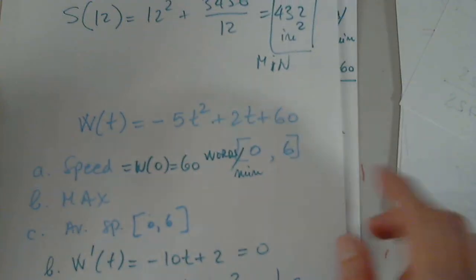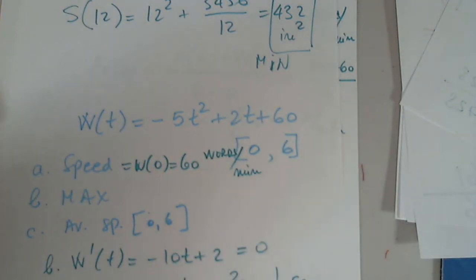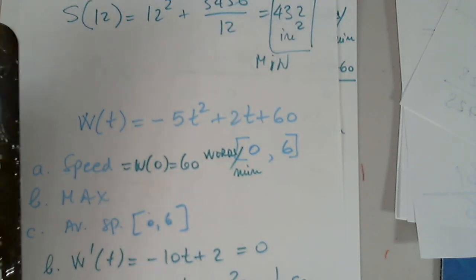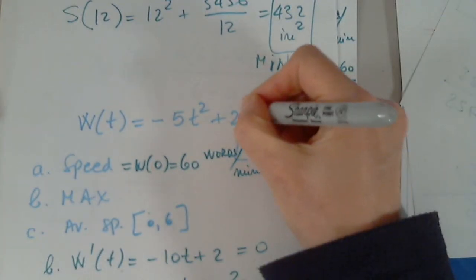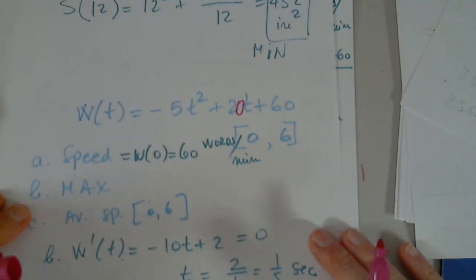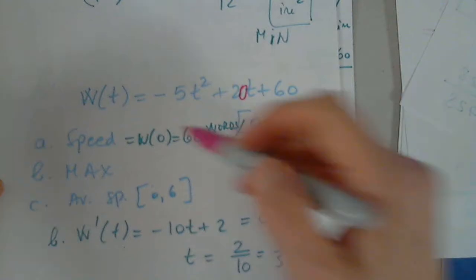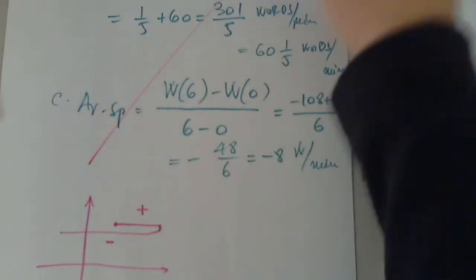Is there a mistake in the function, or did I copy the function correctly? It was supposed to be 20t. Sorry. Okay, then. No problem. Then we have to change a lot. And maybe I should just start from scratch. No problem.